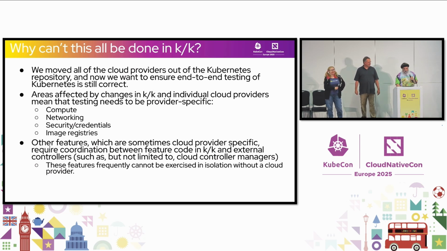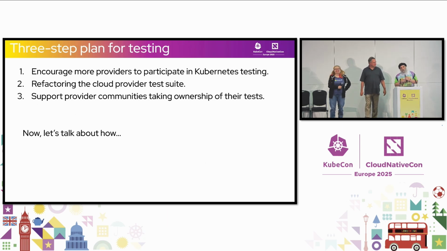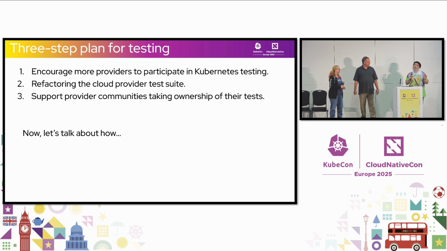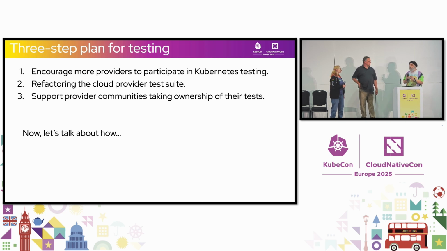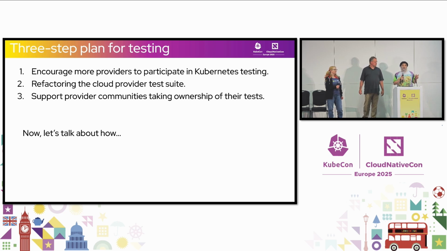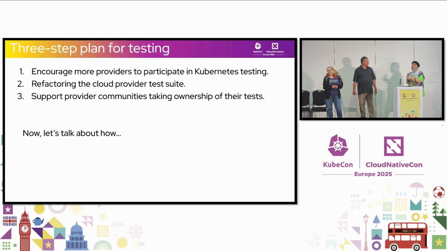Right. So we have an idea, and we've formed it into a three-step plan of how we'd like to proceed and make this better in the future. One of the things we'd like to do is encourage more providers to participate in Kubernetes. We see more providers coming to Kubernetes every day, and we want to make an on-ramp that makes it easier to get into the cloud providers, the cloud controllers, and into this testing world. And then secondly, in order to do this, we need to refactor the test suite that's there, for a lot of the reasons that Walter was just talking about.